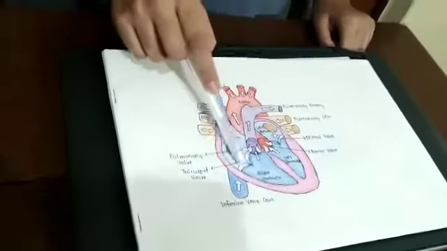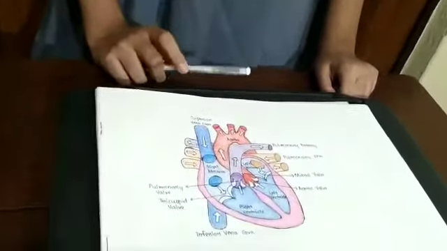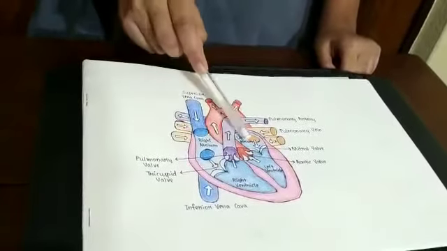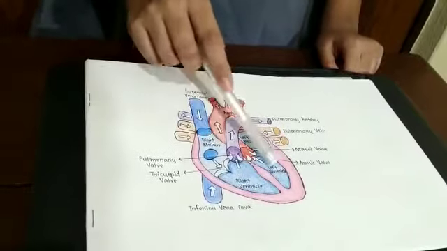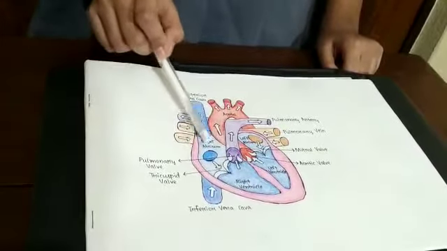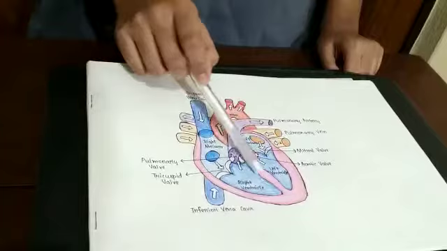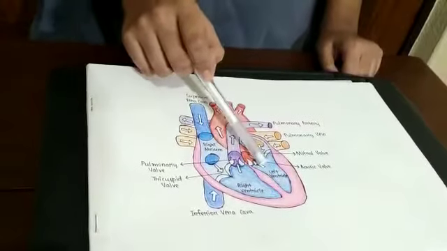This is the structure of our heart. There are 4 chambers in our heart. These are the 2 upper chambers and these are the 2 lower chambers. Right atrium and left atrium. Right ventricle and left ventricle.